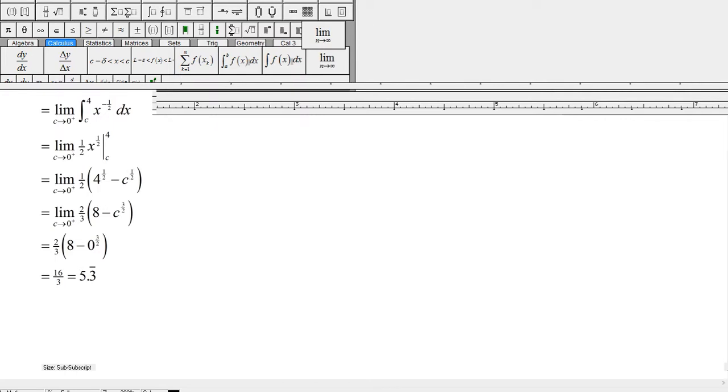Now, they both have the 1/2, so I can factor that out. 4 to the 1/2 is simply 2. This is still 1/2 here, and this is 2, and it's minus c to the 1/2. Now, the question is, can we take a limit here?